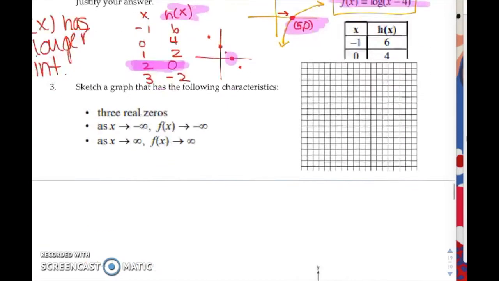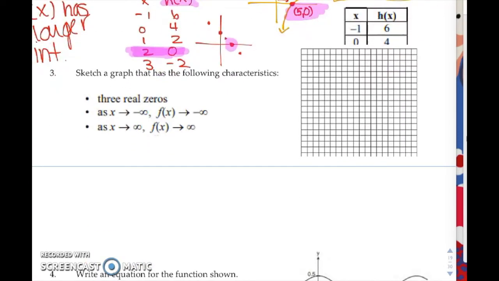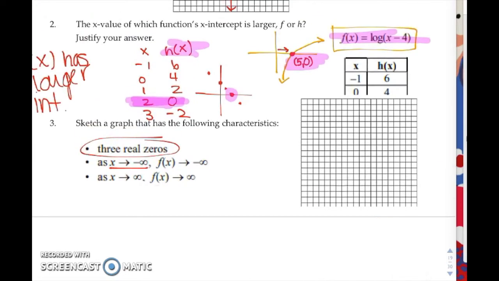Okay, let's look at the next one. Sketch a graph that has the following characteristics. 3 real zeros, so that means it should cross my axis 3 times. And as x approaches -infinity, remember that means left, f of x approaches -infinity, it should go down. As x approaches +infinity, that means right, f of x approaches +infinity, that means up. The thing to remember is f of x is your y value, so that's always going to be up or down. X is always going to be left or right.